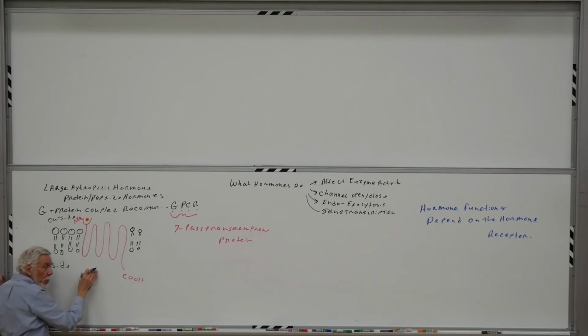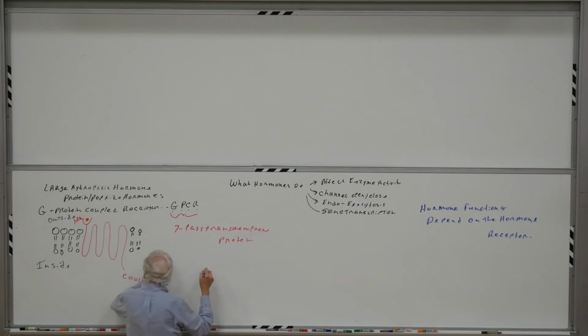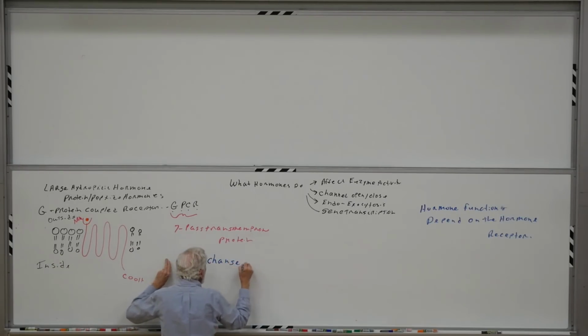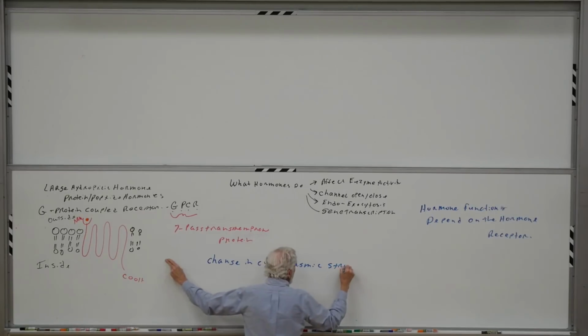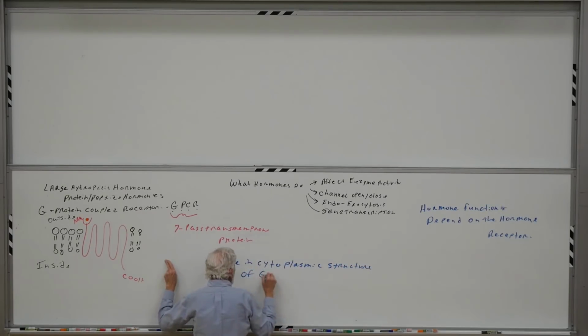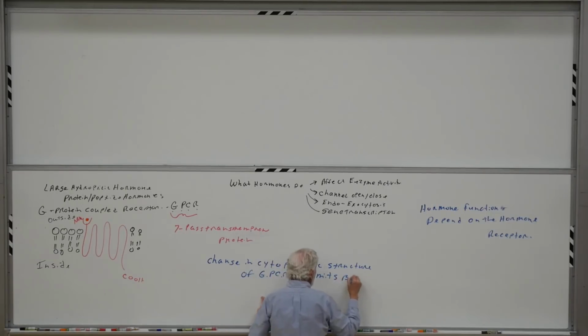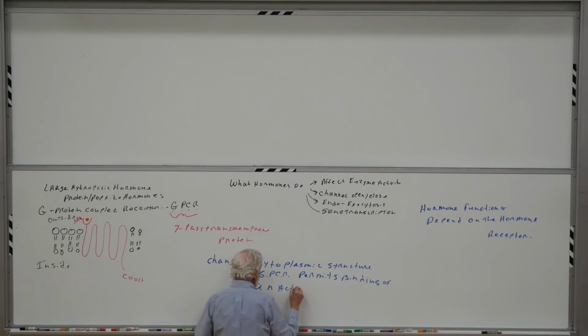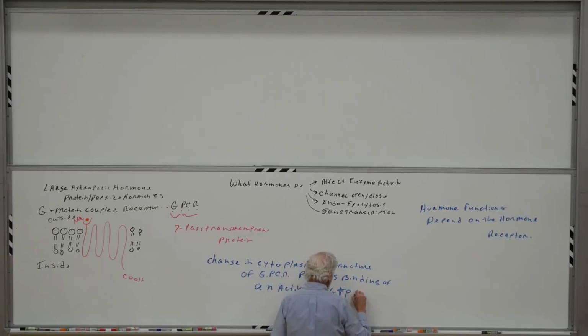So in this case, this hormone binds to this receptor. In ways we don't quite understand, the binding of the hormone to the receptor changes the three-dimensional structure of the cytoplasmic region of the protein. So we change the structure here, but mostly we're going to see that the change in cytoplasmic structure of the G protein coupled receptor permits binding of an activated GTP binding protein.